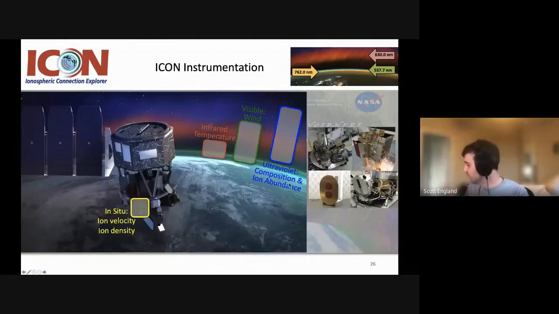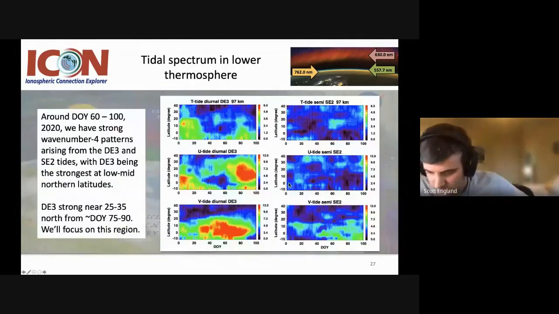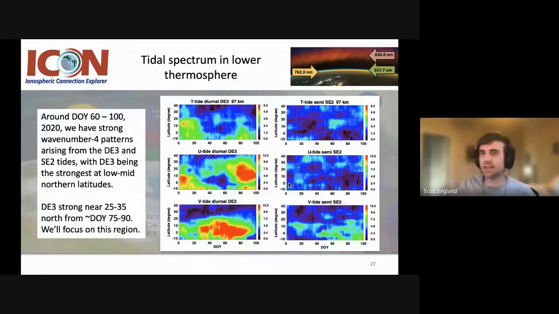Okay, when am I going to look? So I have a little less than a year of data so far, and I've focused in so far on sort of March and April of this year. Why? Because some of these tides that produce this wavefall pattern have a little seasonal peak around that time.